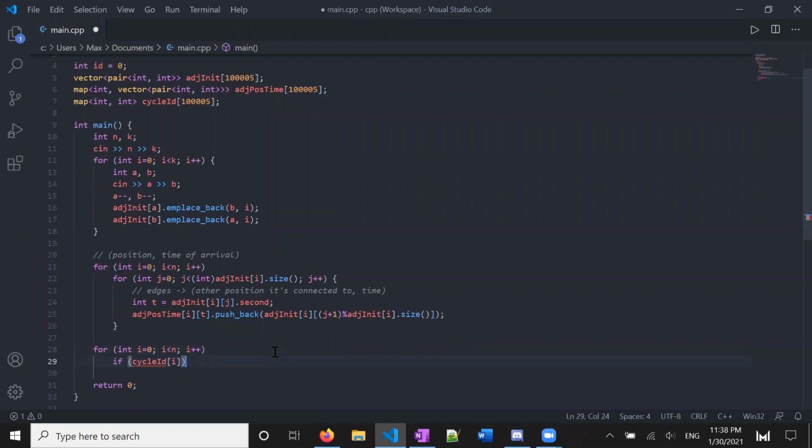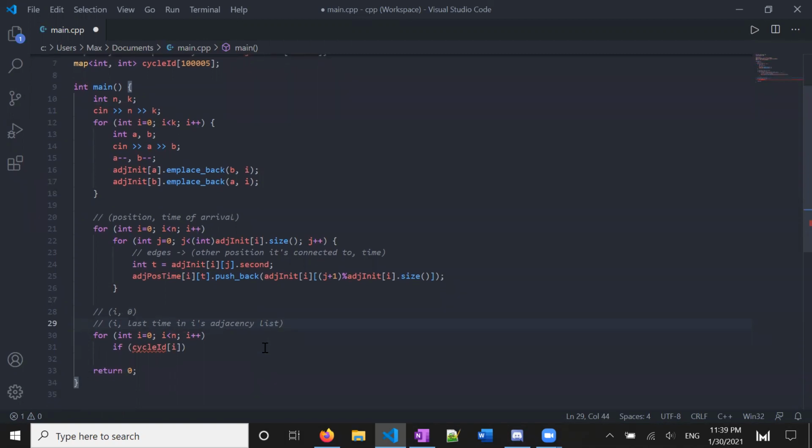So remember, when we calculate the final answer, we want to start from position I and time equal to 0. Now, time equals 0 does not necessarily exist. So instead, it's equivalent to starting from position I and the last time in I's adjacency list. This will give us the same effect as starting from a dummy node called time of I 0.